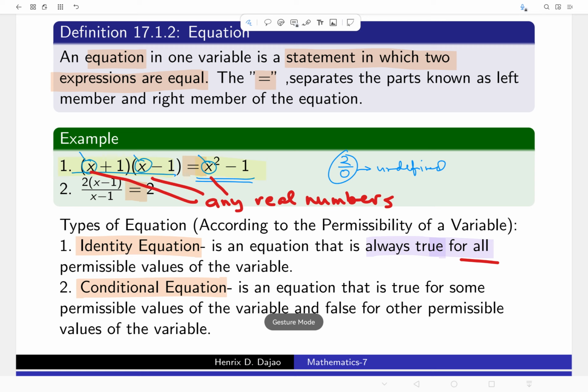If you substitute any real numbers here, our left side will always be equal to the right side. Meaning all our permissible values, which are real numbers, will always make our equation true. Which means to say that number 1 is classified as an identity equation.